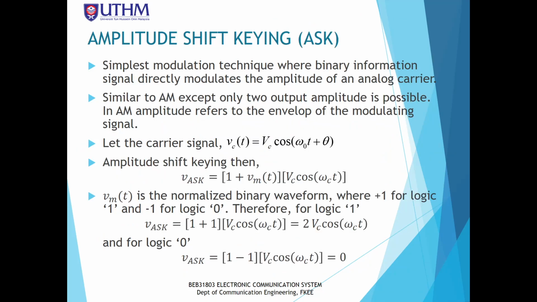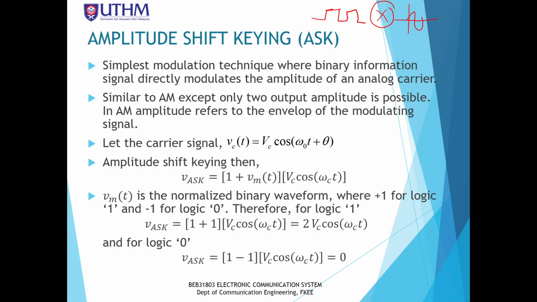Okay, now let's look at the first type of digital modulation, what we call here the ASK, amplitude shift keying. Amplitude shift keying means that we do the modulation process of digital data. We do the modulation with the analog carrier.